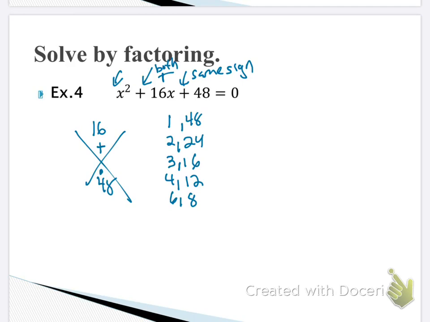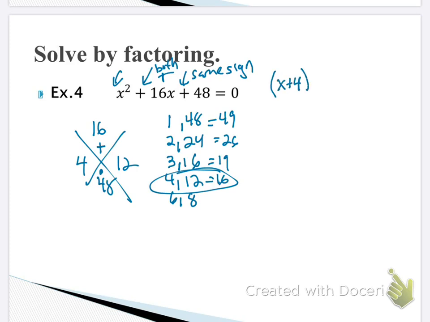Okay, so we want to know which ones are going to add to give me 16. This is 49, 26, 19, 16. So we see this is our answer, 4 and 12. I can write that out as x plus 4 times x plus 12 equals 0.